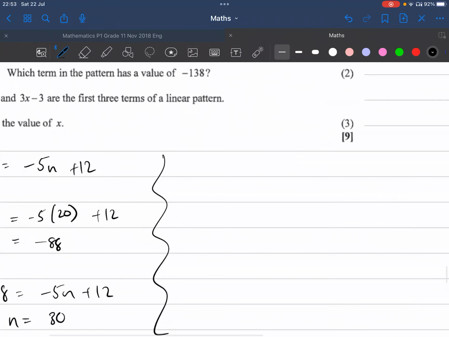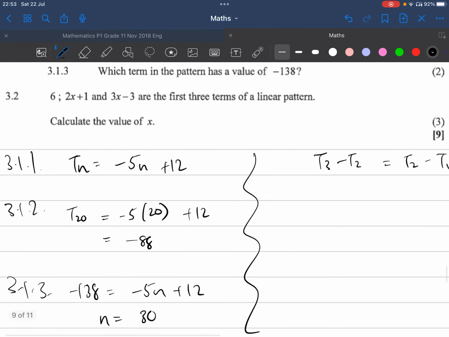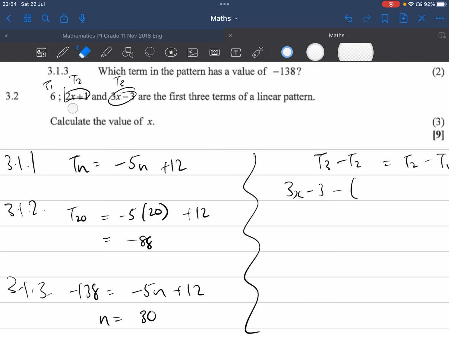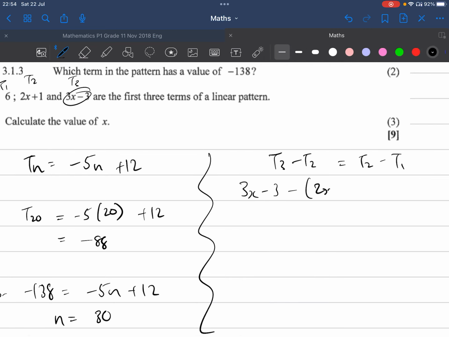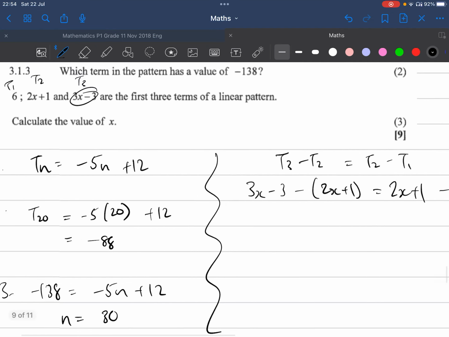Okay, so let's apply that logic here. t3 minus t2 is the same as t2 minus t1. So t3 minus t2, so 3x minus 3 minus, this was t3, this is t2, and that's t1. Okay, so t2 has 2x plus 1. Okay, and then now t2 minus t1, so 2x plus 1 minus 6.